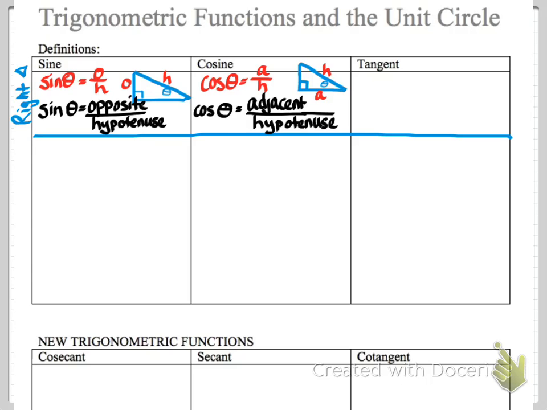And last but not least, tangent. Tangent is the ratio between the opposite and the adjacent side. Remember, all of these sides are related to where the angle is. So it matters where the angle is for every single one of these.